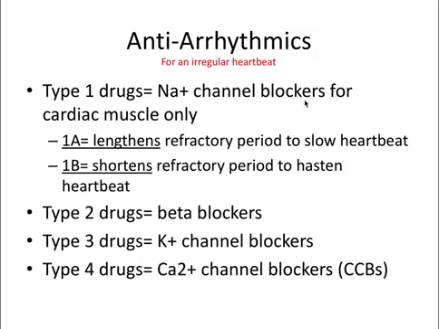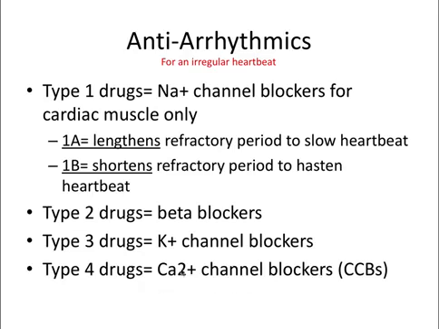And they're all blocking something, either an ion channel or a beta adrenergic receptor. Type 1 are going to be blocking sodium channels, but for cardiac muscle only. They're selective in that way. Type 2 drugs are beta blockers, some more overlap there. Type 3 are potassium channel blockers, and type 4 drugs are calcium channel blockers.